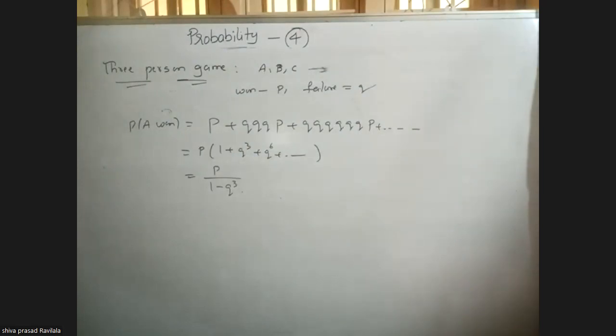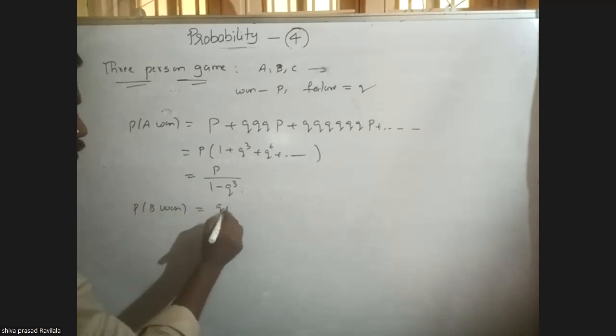Okay? P by 1 minus q. For B wins, we get qP by 1 minus q². Probability of B win is equal to qP by 1 minus q². Okay, you write down that one. Sometimes they may ask the ratio.